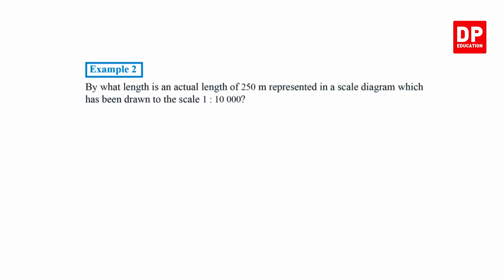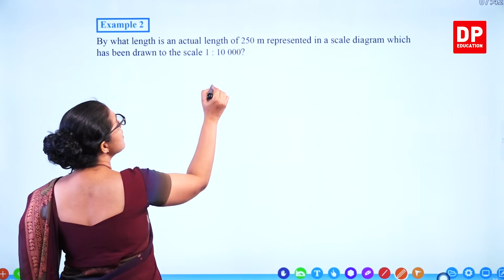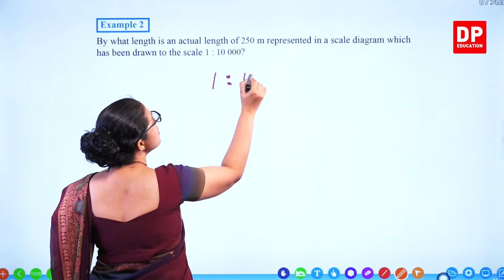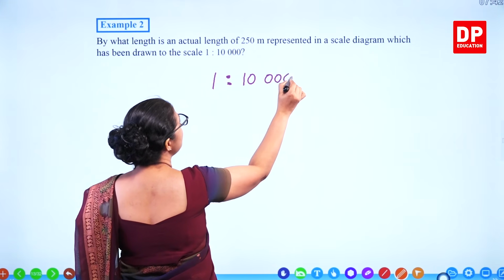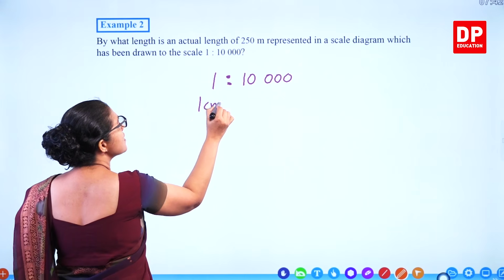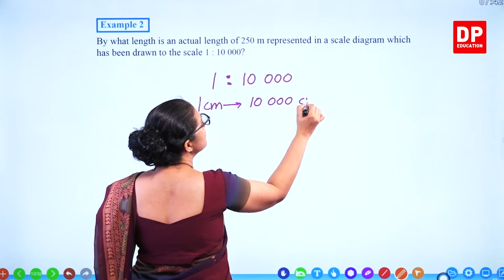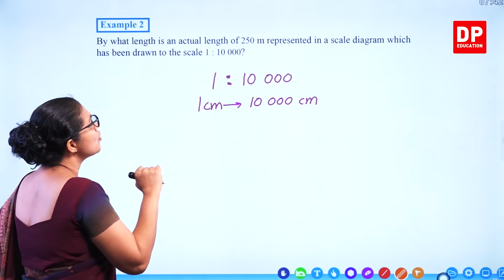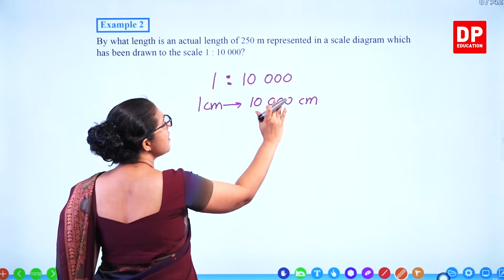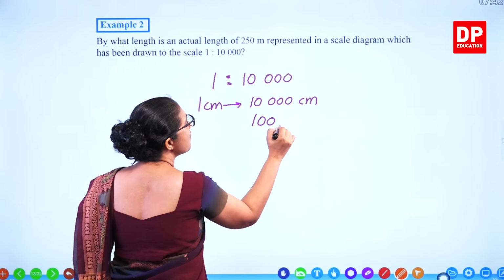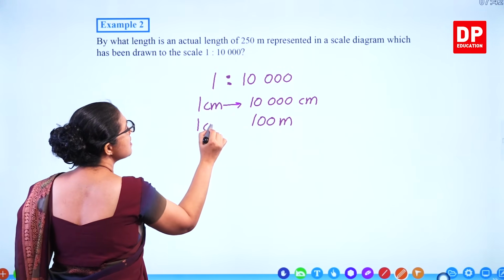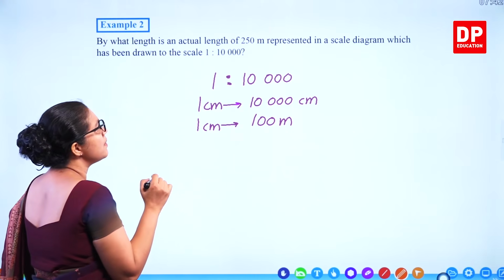By what length is an actual length of 250 meters represented in a scale diagram which has been drawn to the scale 1 to 10,000? 1 to 10,000, what does it mean? 1 centimeter represents 10,000 centimeters. So convert to meters, divide by 100, this means 100 meters. 1 centimeter means 100 meters.